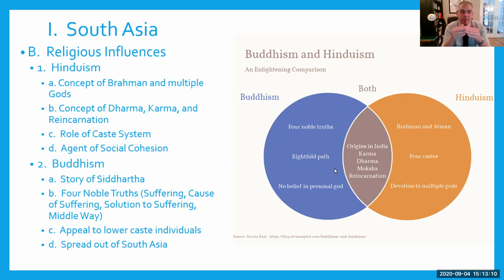So I don't want to go into a full-blown discussion of the beliefs of Hinduism. I'm going to summarize them. There's some important concepts worth noting. First of all, within Hinduism is the concept of Brahman. So Brahman refers to the concept of the universal soul. And Brahman is present in everything. Anywhere there is life, there is Brahman.